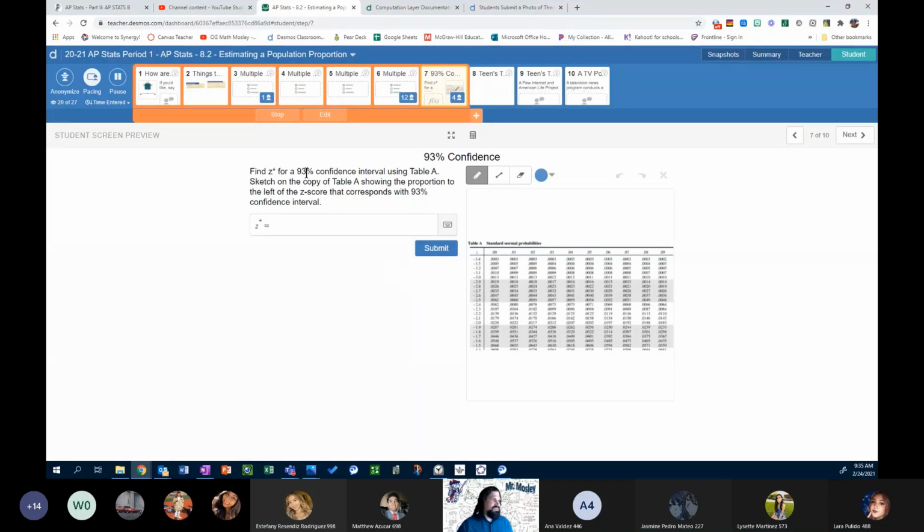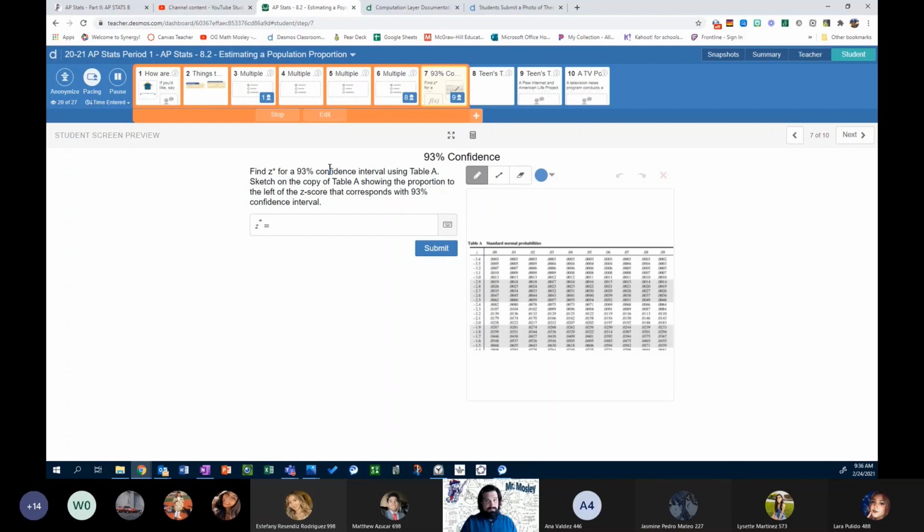So we're going to find a Z star for a 93% confidence interval using Table A. Sketch on a copy of Table A showing the proportion to the left of the Z-score that corresponds with a 93% confidence interval. This goes back to exactly what Stephanie had asked about the two tails. If I'm capturing the middle 93%, how much is left? That leaves us with 7%. That must be split equally between the two tails. So we cut 7% in half, right?